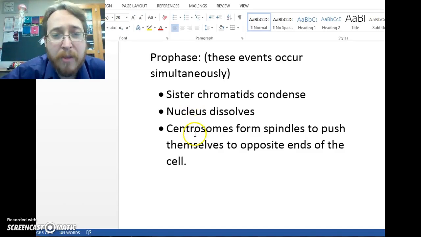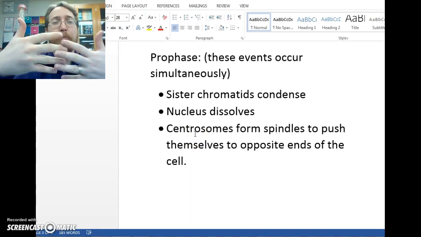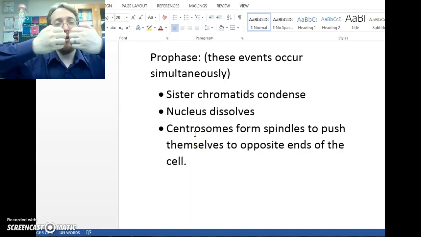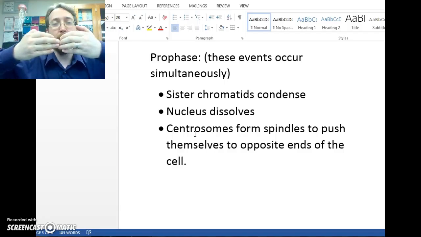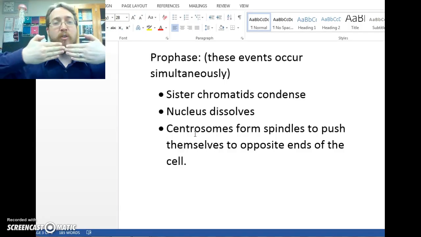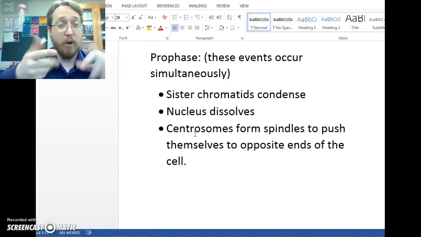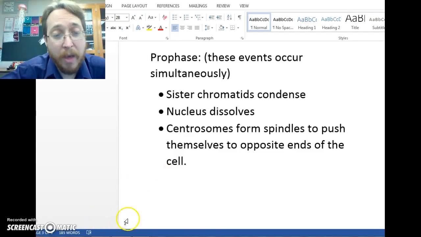chromosomes around. And then the centrosomes form spindles and push themselves to opposite ends of the cell. So it's kind of like the centrosomes start growing these spindles, and the spindles bump into each other and start pushing. They keep growing. They start pushing centrosomes away from each other. Now, I can only go this far, but if I could keep making fingers that grow really farther, then they would keep pushing each other and I'd go farther. And that's what's happening to the centrosomes. And that's sort of prophase.